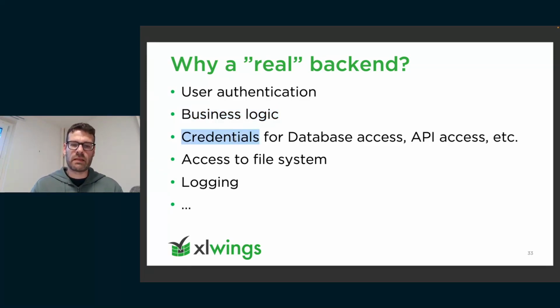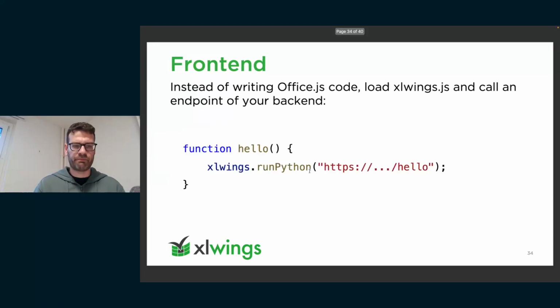Then obviously not just business logic, but secrets, like database credentials, API access keys for external systems. They all reside on the backend, safe from being lost. And then you could also obviously get access to the file system. You could manipulate files on OneDrive or whatever cloud you're using. So these are all benefits you get from using a proper backend here, centralized logging, etc., etc.